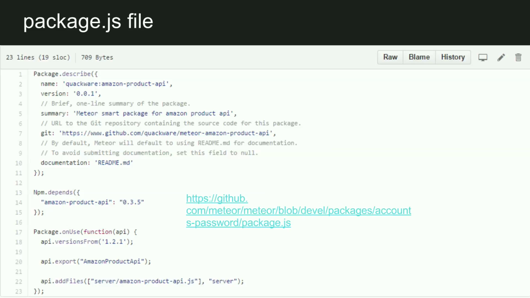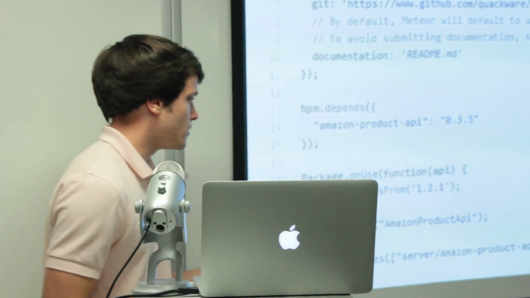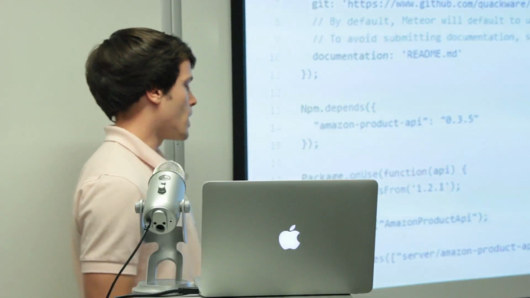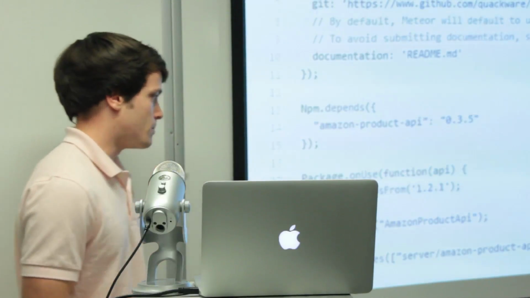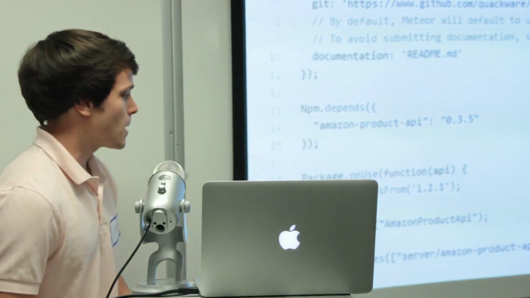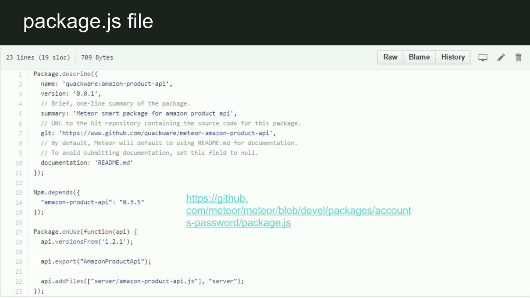And then the super important one is the package on use function, which allows you to specify things like what version your package runs in terms of Meteor, what exports that you can use that other people can use in order to call your functionality in your package, and also what files and assets that you might want to add. So this is where you actually refer to your files that you want to use in a package.